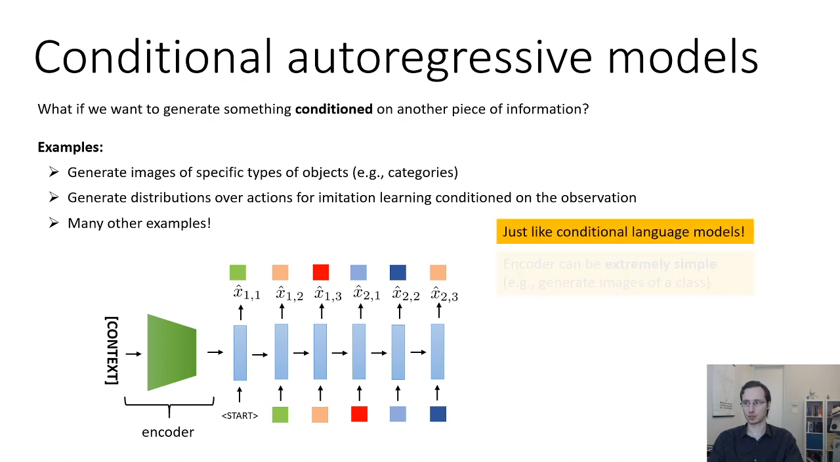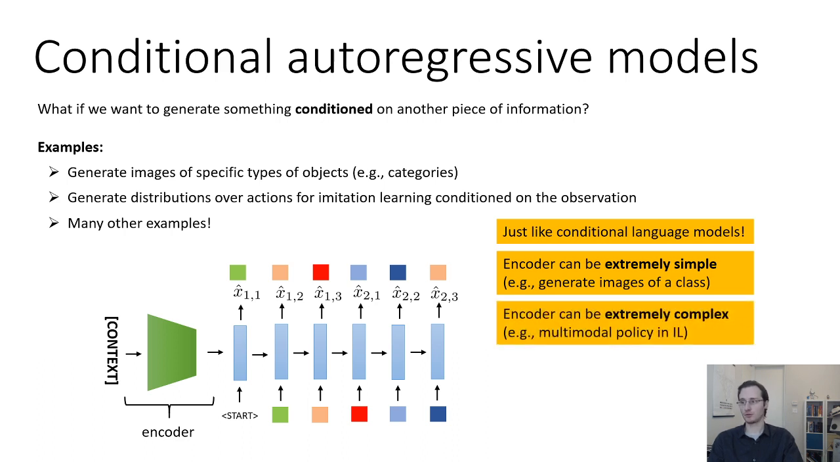So this is just like conditional language models. The encoder could be extremely simple if, for example, you're generating images of a class, so the context is just a one-hot vector representing which class to generate, or it can be very complex. For example, if you have a multimodal policy in imitation learning, the encoder is actually representing the policy, and the RNN over the different dimensions of the action space might actually be a fairly small RNN that just generates the individual dimensions.